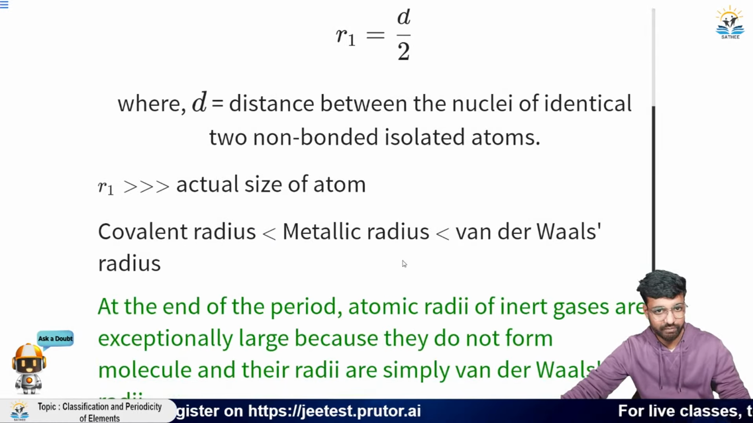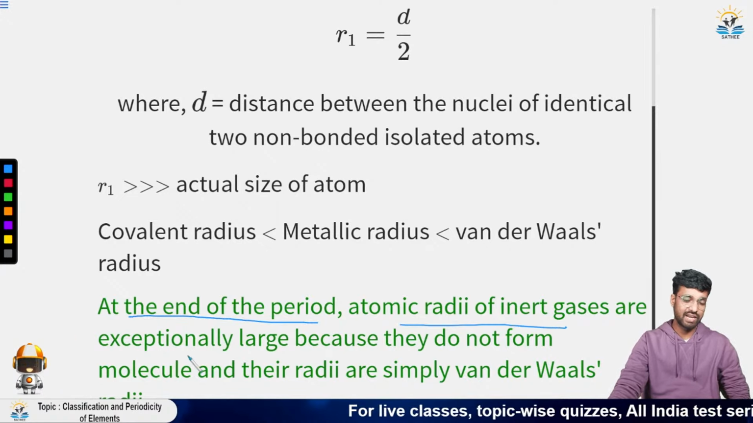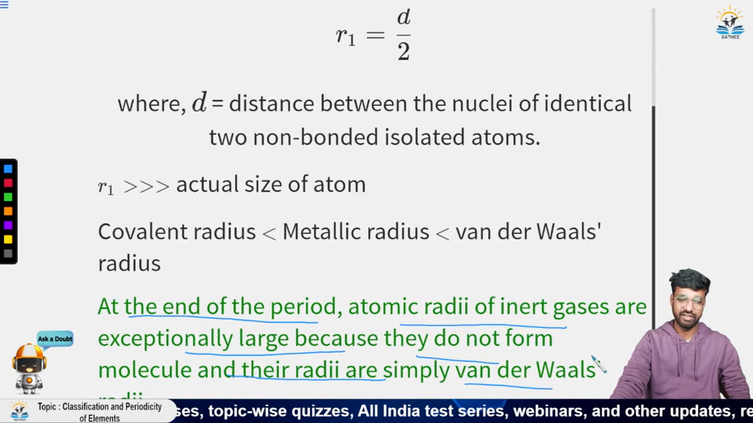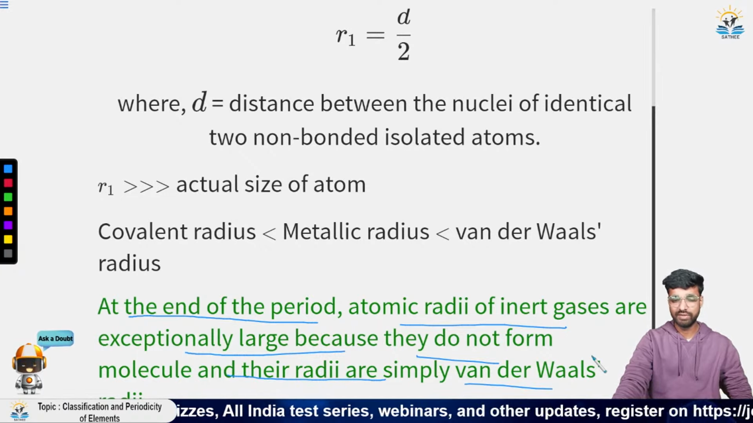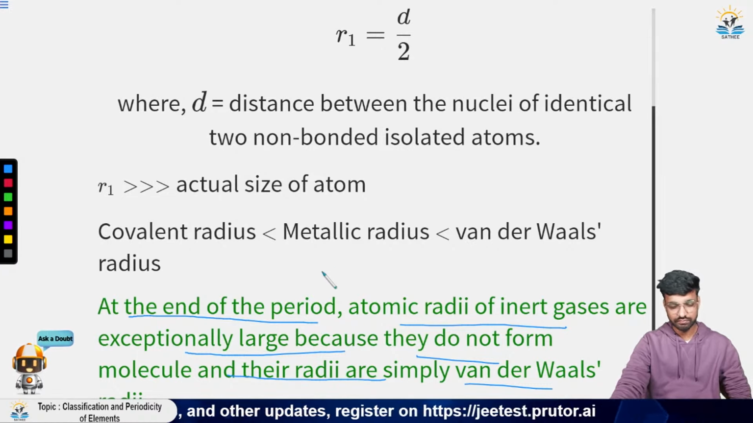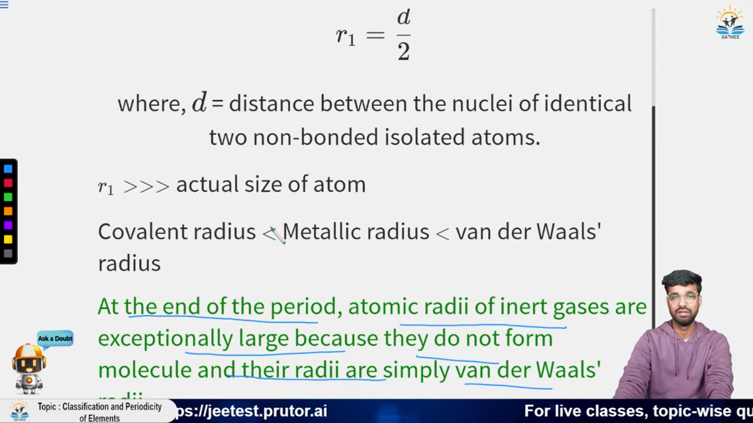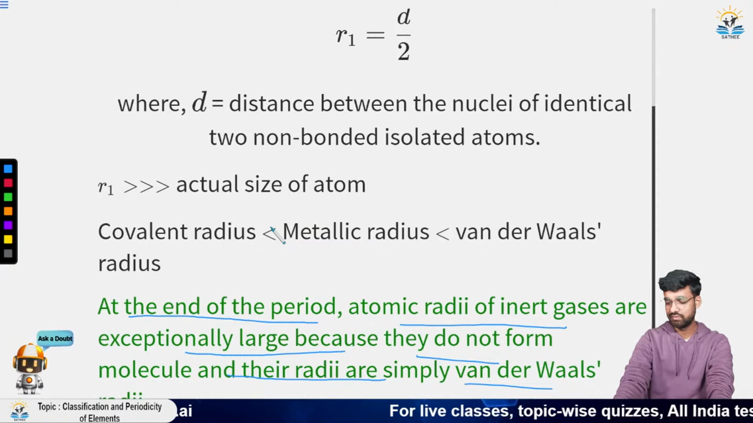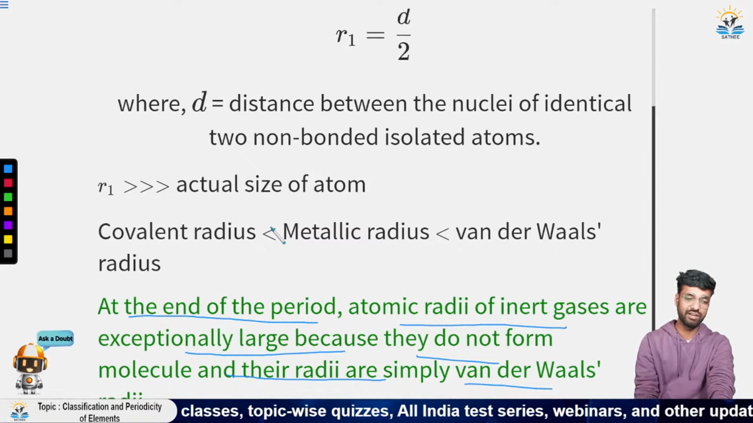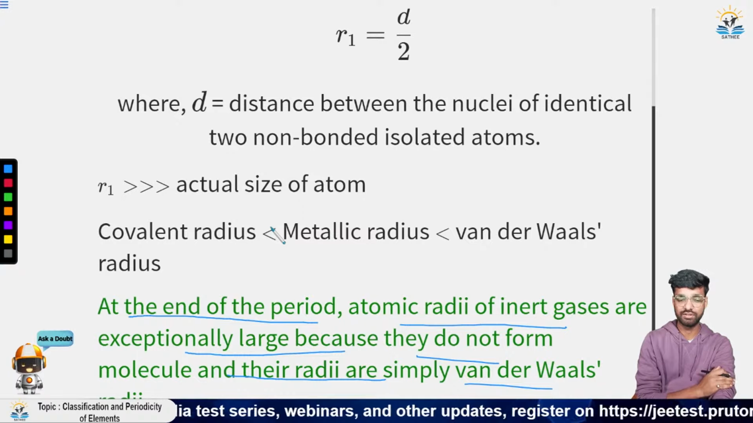The thing that should be kept in mind is that at the end of the periodic table, atomic radii of inert gases are exceptionally large because they do not form molecules and their radii are simply van der Waals radii. We know very well that there would be no metallic radii or covalent radii for the noble gases, because they do not form any bond as they are inert in nature. There are exceptions down the group, but for now it is well known that they do not form any bond. In that case, we take the van der Waals radii of these inert gases, and the atomic radius is very large for them.